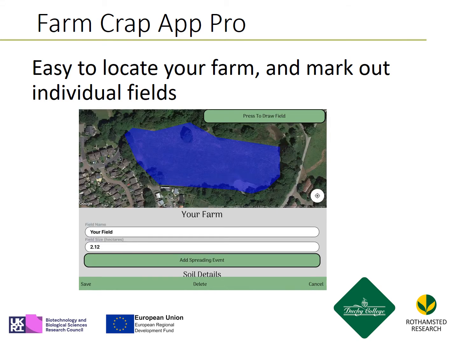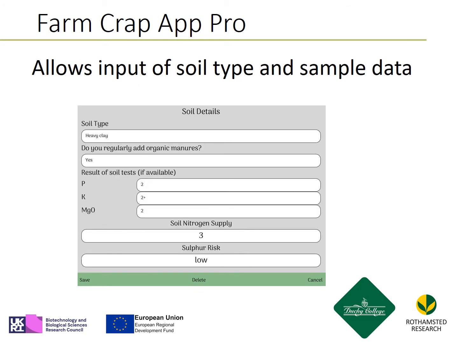If you zoom on that, you can then put little points around the edge of the field to mark out how big the field is. This time it's 2.12 hectares. You can then put in various bits of information. So the soil type, I've said it's a heavy clay.